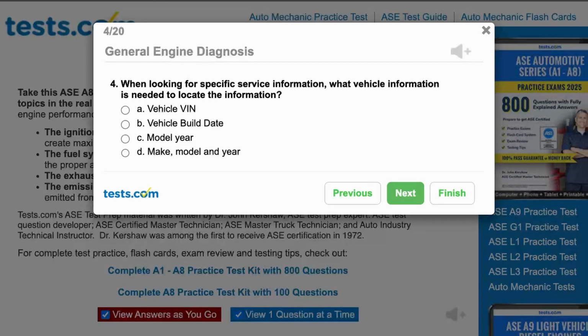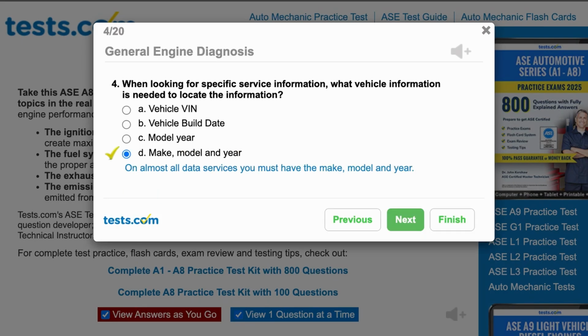Question 4. When looking for specific service information, what vehicle information is needed to locate the information? A. Vehicle VIN. B. Vehicle build date. C. Model year. D. Make, model, and year. D. Make, model, and year. On almost all data services, you must have the make, model, and year.